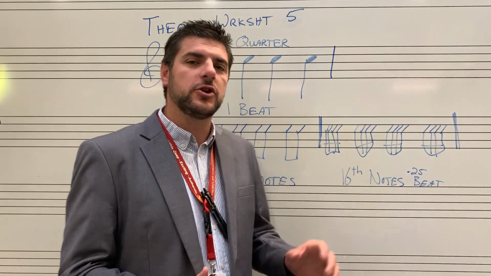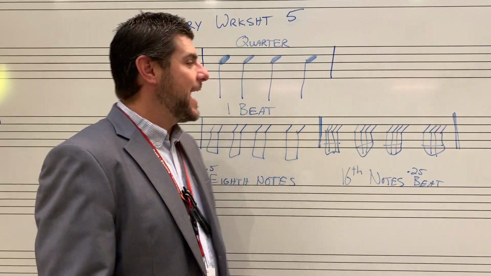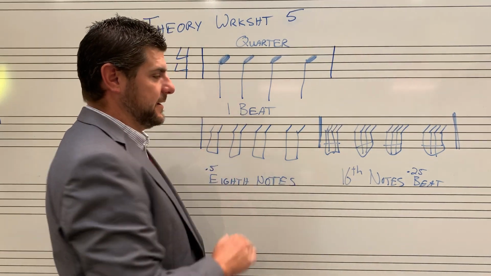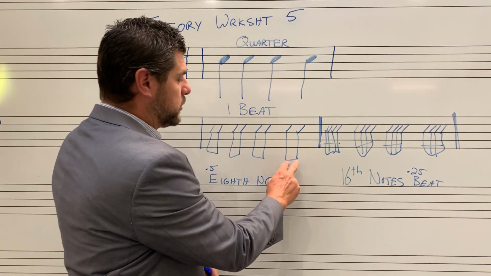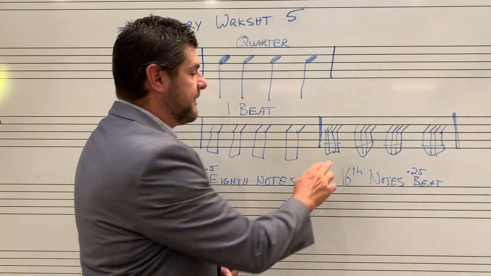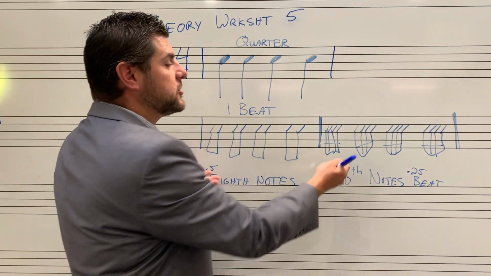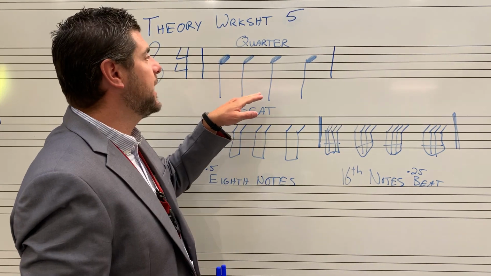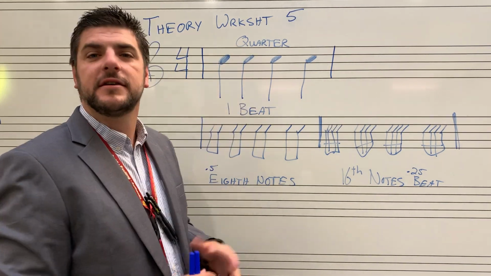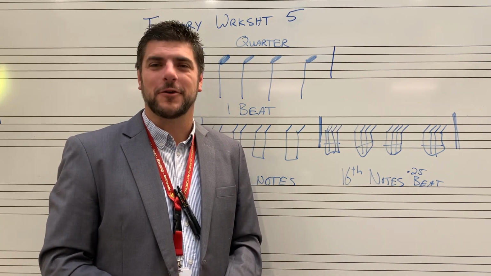But I wanted to give you what each of those notes look like and how they are related. So 4 16th notes equal 2 eighth notes. 4 16th notes equals 1 quarter note. They're just subdivisions or fractions of a whole beat. Does that make sense? We'll go over a lot more of this in video 2.